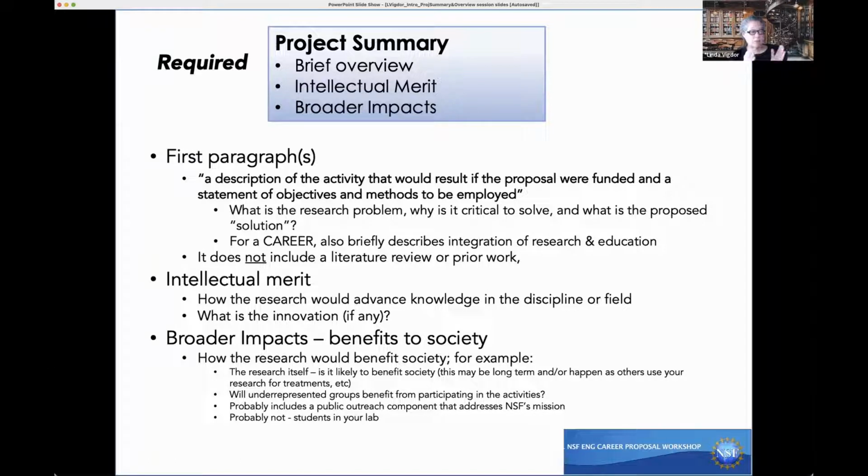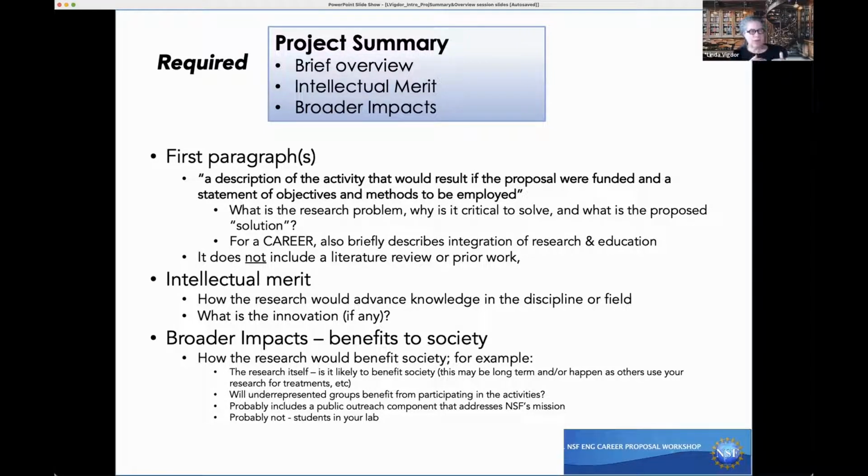This section would focus on how the research advances knowledge in the discipline or field. You could also include the innovation, if there is an innovation, you should state that. If you think that your research is going to transform the field, you can say that, but also explain how or why.